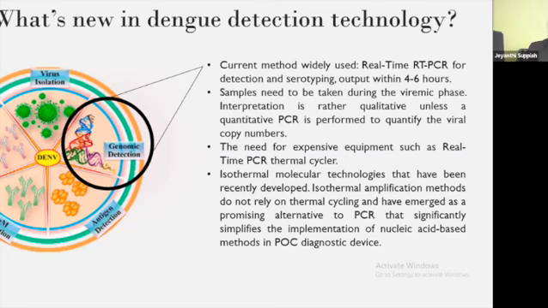So if it surpasses the viremic phase, you will not be able to detect the dengue virus using this technique. So interpretation is rather qualitative unless a quantitative PCR is requested and performed to quantify the viral copy numbers. But performing quantitative PCR is quite a hassle because, if you're doing it manually, you have to build the standard curve and interpret based on the copy numbers.